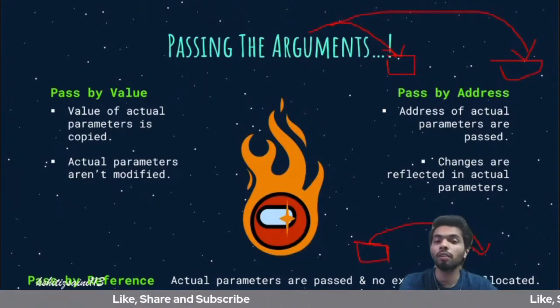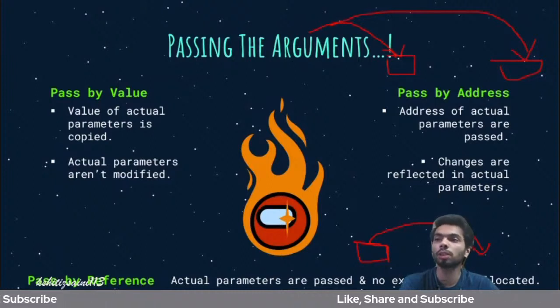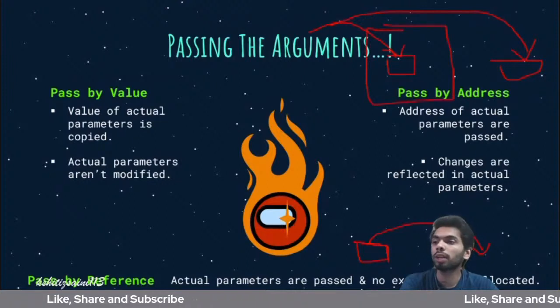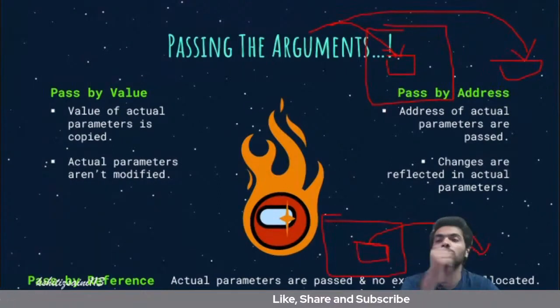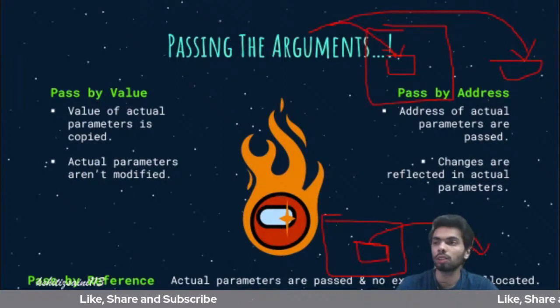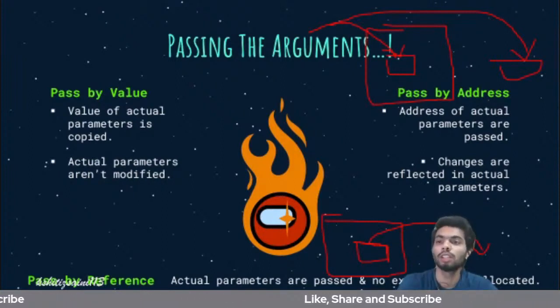So pass by reference or pass by address, there is a minute difference between pass by reference and pass by address. In pass by address, we are passing a pointer to the memory location. In pass by reference, we are actually passing the reference of the current variable. We are not passing the pointer to the variable. So this is the major difference between pass by value and pass by reference.